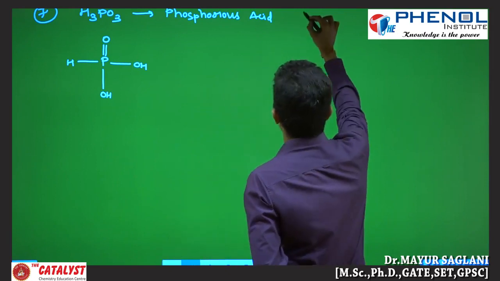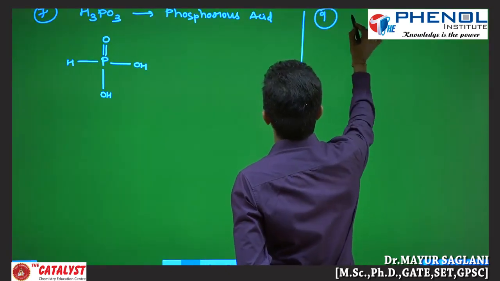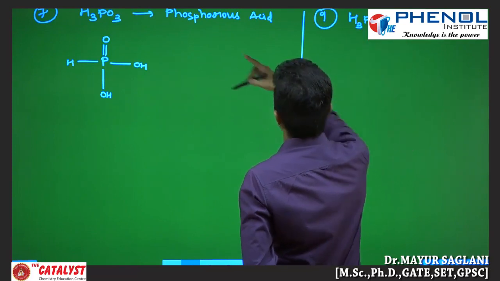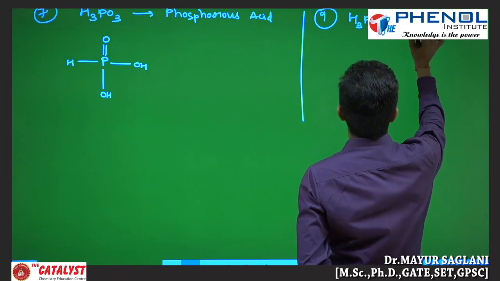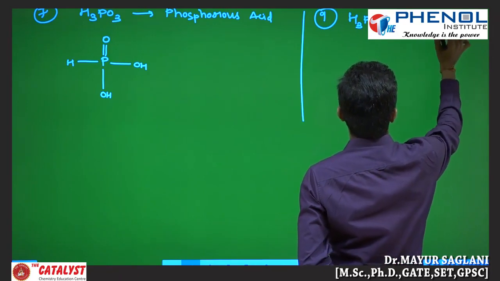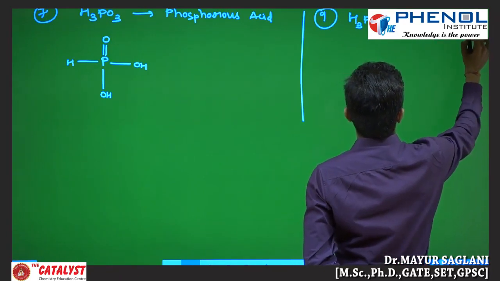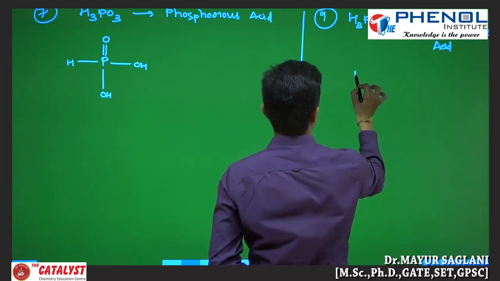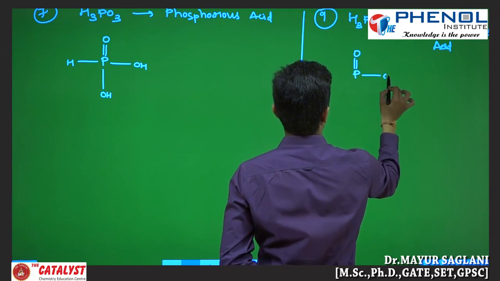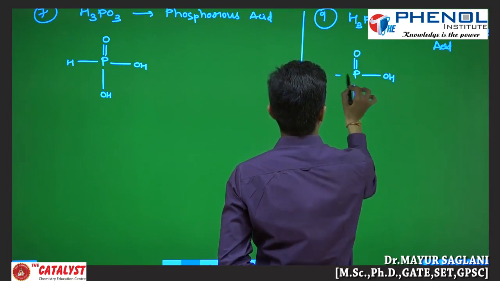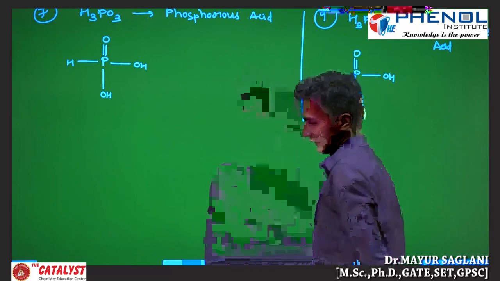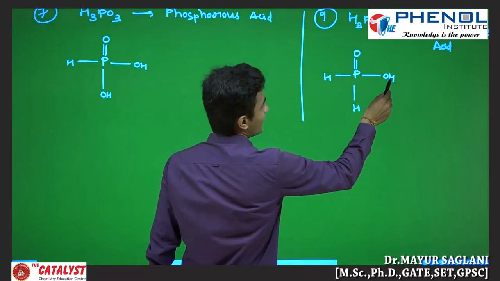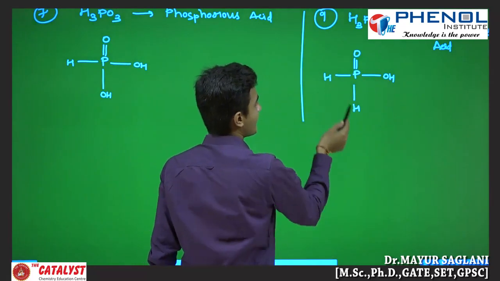Fine, I am writing number 9, that is H3PO2, what is called hypophosphorus acid. The structure would be P double bond O, one OH, and there are 2 hydrogens which are directly bonded to the phosphorus. So in this acid, this hydrogen is acidic by nature and these 2 hydrogens are basic in nature.